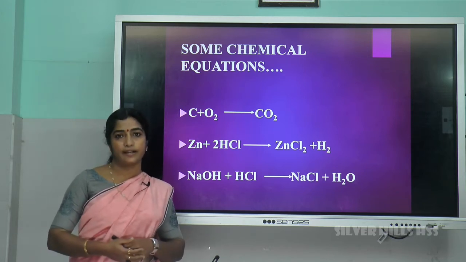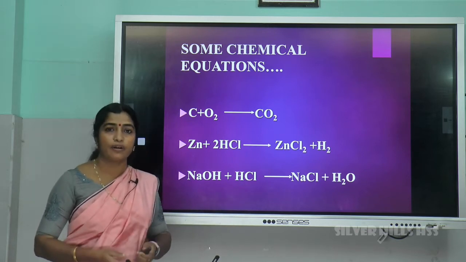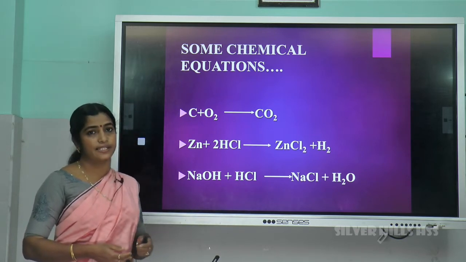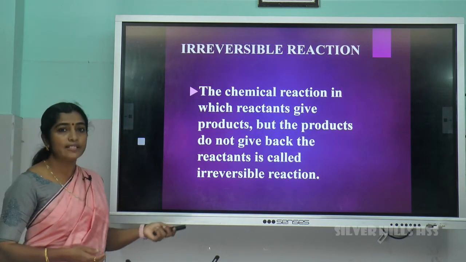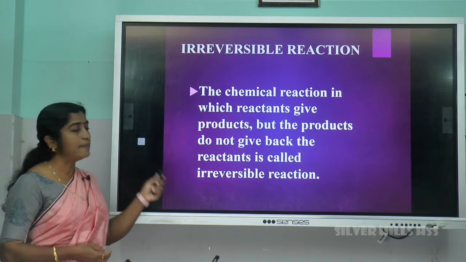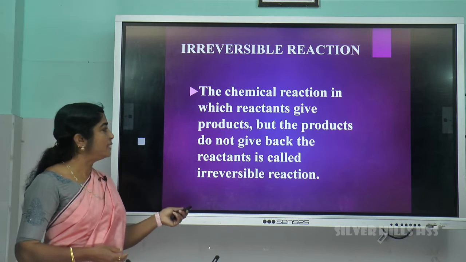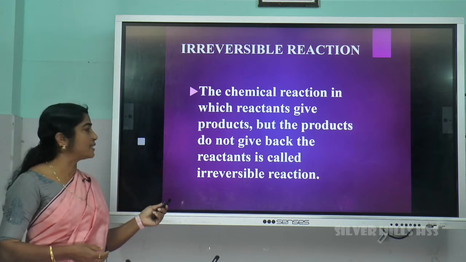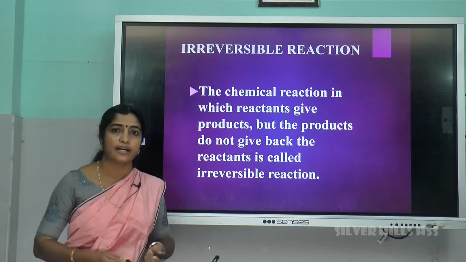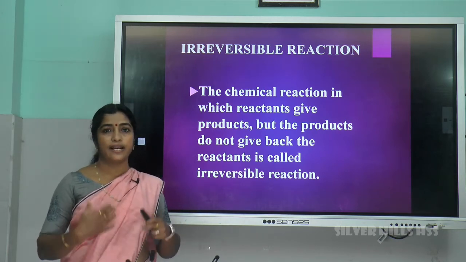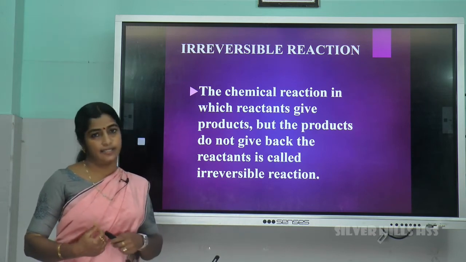This type of reaction, where reactants are converted into products, is called an irreversible reaction. That is, an irreversible reaction is a chemical reaction in which reactants give products, but the products do not give back the reactants. So, the above reactions are irreversible reactions. Reactants are converted into products, and products never come back to reactants.